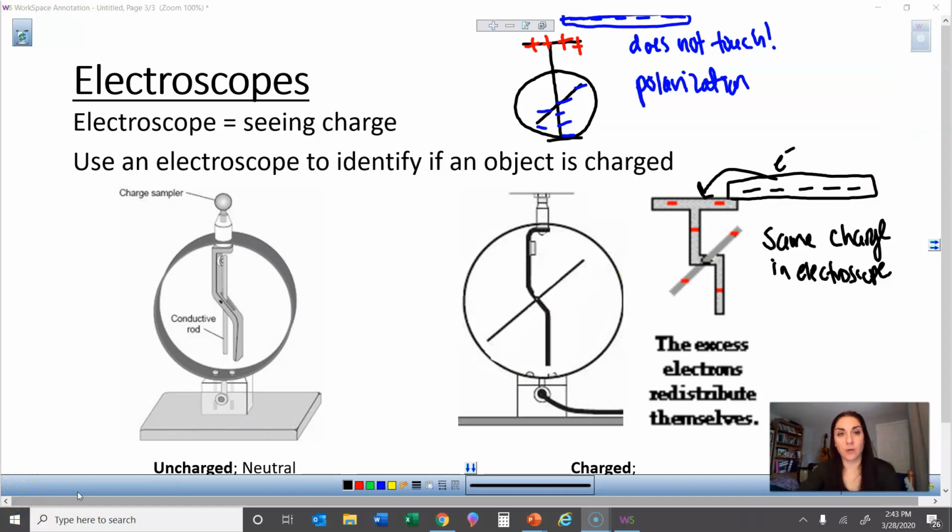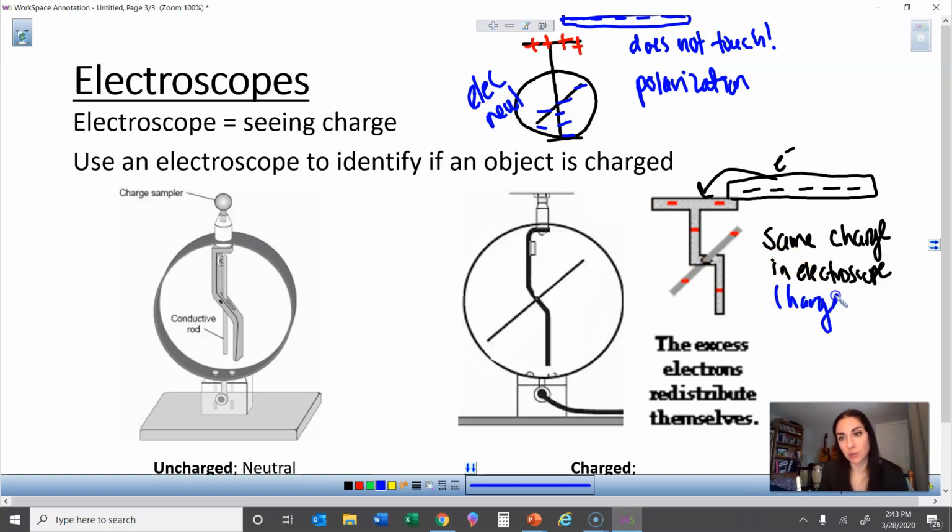So that's a very important note about the electroscope, that it could have positive and negative charges on the same thing, but this is electrically neutral. Remember the term, because it has the same amount of charges. So this is electrically neutral but polarized, and this is charged with a negative charge.